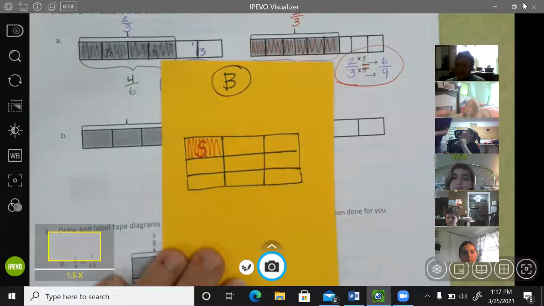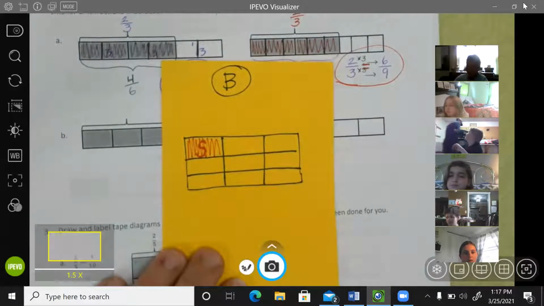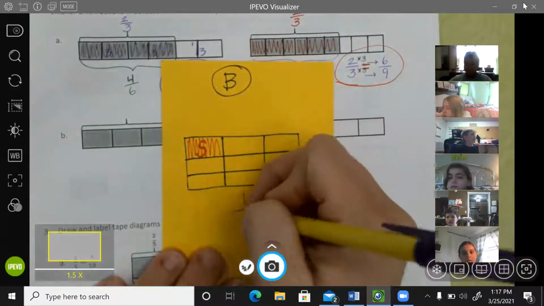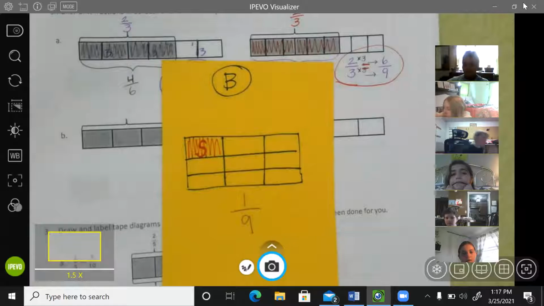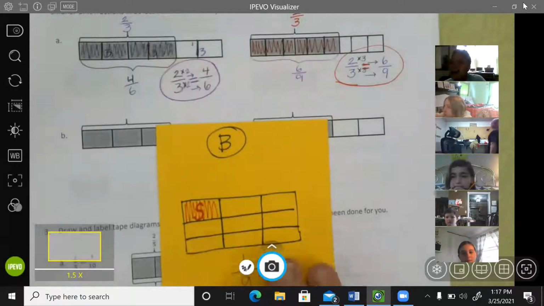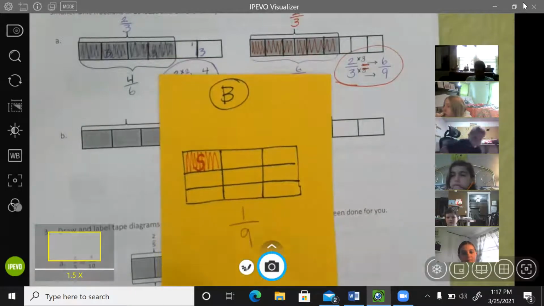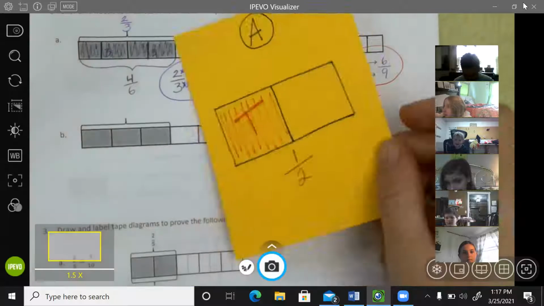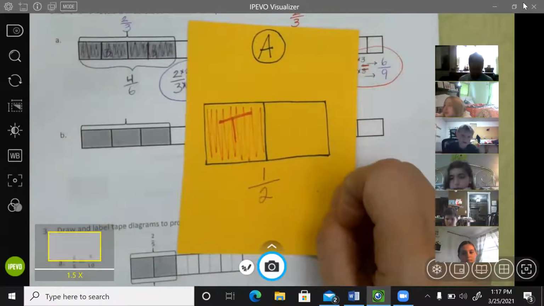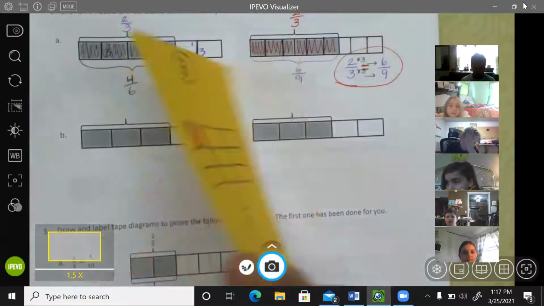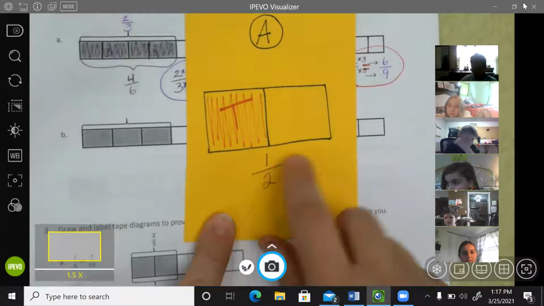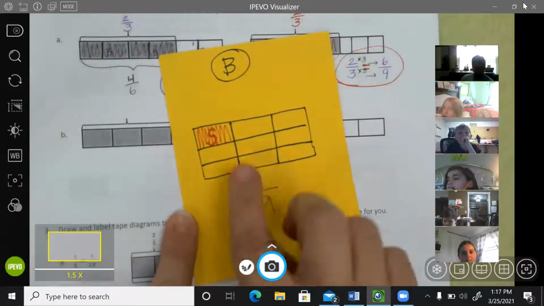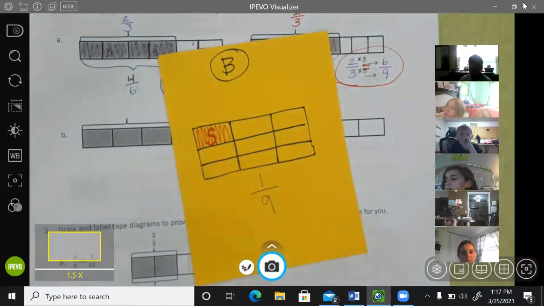Tessa, what fraction did I get? 1/9. So who got more pizza? Me. Right, because 1/2 and 1/9 are not equivalent. They're not equal. Even though the numerators are the same, it doesn't matter. That's why we have to look at how many pieces it's broken up into.